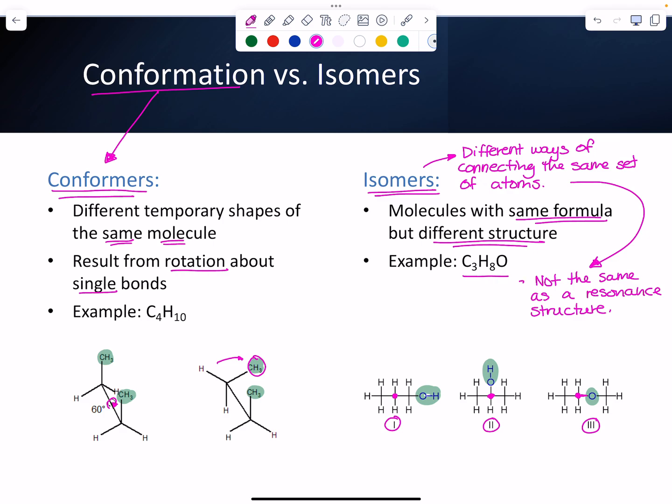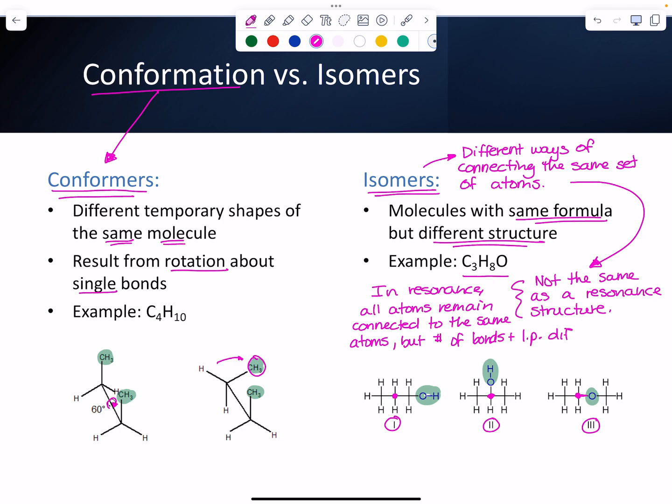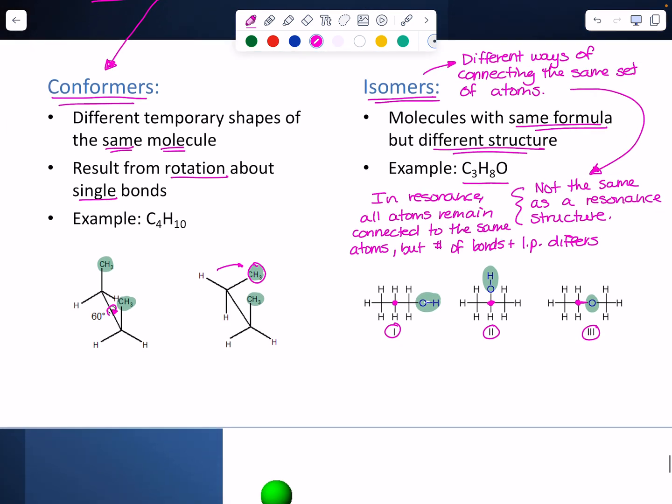Okay, in resonance, all atoms remain connected to the same atoms, but the number of bonds and lone pairs differs. With isomers, the connections differ. So that's thing number 1.